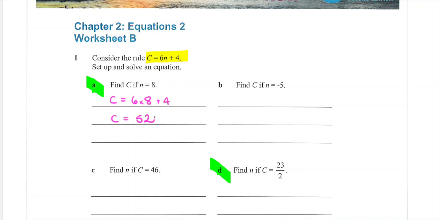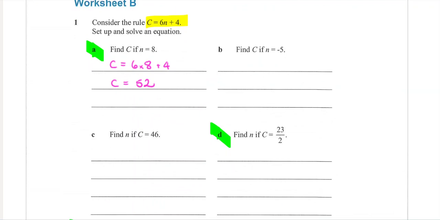Okay? Slightly harder one, still using the formula highlighted in yellow. This time the C is equal to 23 over 2. So I have 23 over 2 for the C in C equals 6n plus 4. Now this is a bit messy because we've got fractions over there, but that's all right. Focus on the n. We want the n by itself. These are my 2 things to move away. If you like, you can switch the sides back over, but I'll do that on the next line. My first step is going to be to minus that 4.